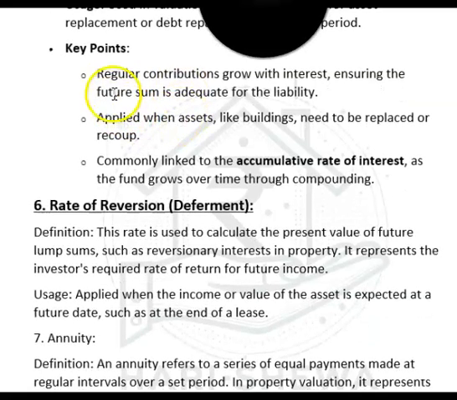Key points: regular contributions grow with the interest, ensuring the future sum is adequate for the liability. Applied when an asset like a building needs to be replaced or recouped. My building life is 40 years, 50 years. If perpetual income is there, then there is no need to apply it, no need to set aside a fund. Commonly linked to the accumulated rate of interest, as the fund grows over time through compounding.